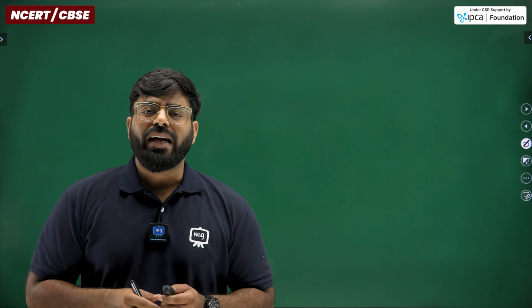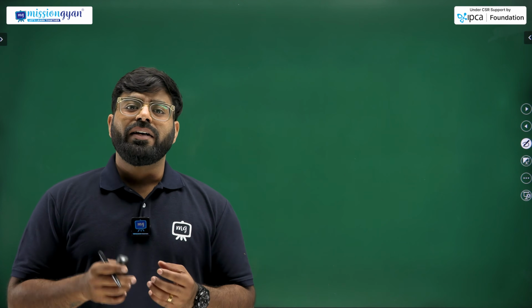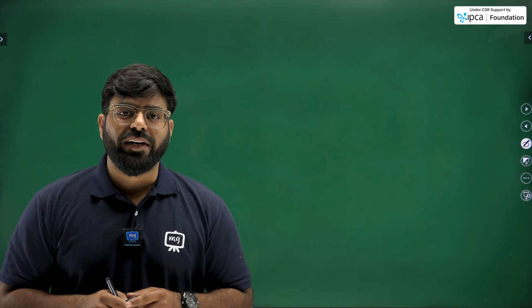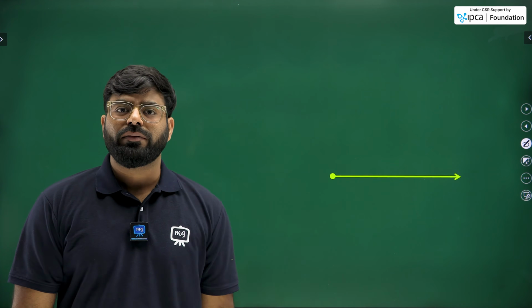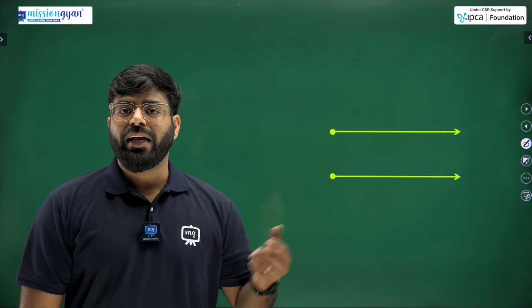For understanding angles we need rays. And how do we get rays? We know that a ray has one starting point and it can be extended in one direction. So let's take one point on the screen and make a ray with the help of this. Is that clear? We will take another point and make another ray with the help of this.